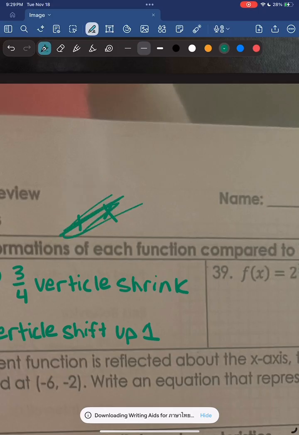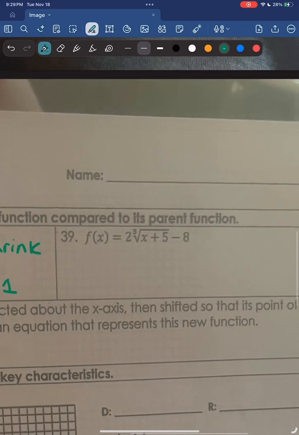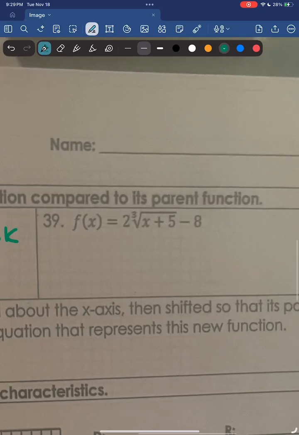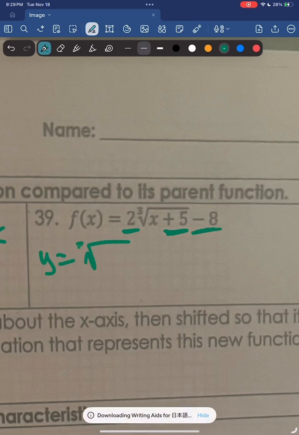Okay. So now we're going to move on to 39. Here you can kind of see what's happening. Remember what I said, this kind of stuff does matter. This plus 5 doesn't really matter. This -8 doesn't really matter. So our parent function is really just the cube root of x. Everything else is just little modifications to what the original curve looks like.